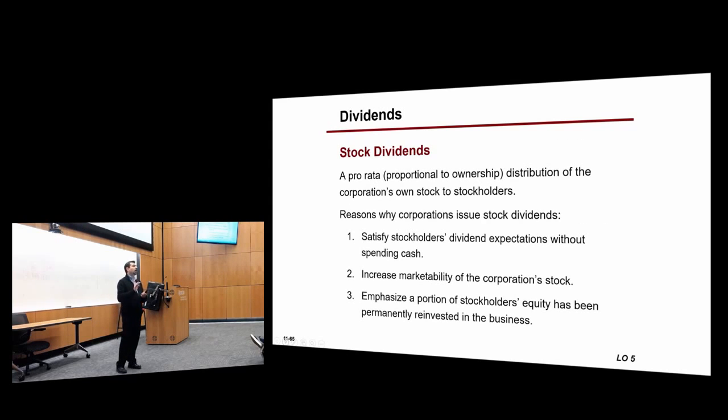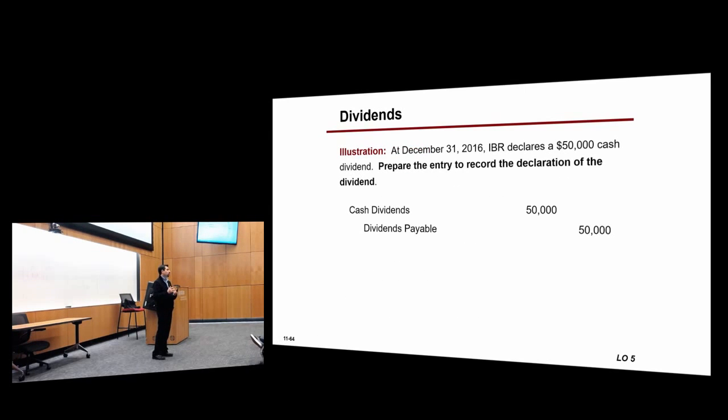When it is later paid, we debit the liability and we credit cash. As you can see, as far as the cash dividend journal entry is concerned, it is always a debit to cash dividends and a credit to dividends payable.